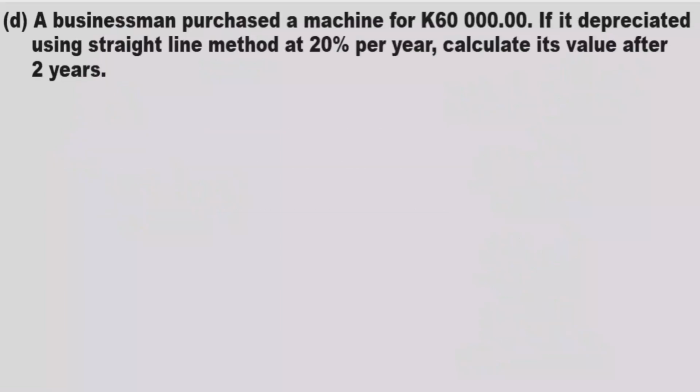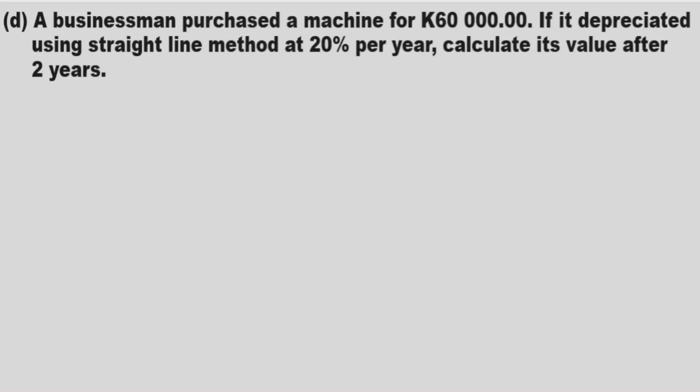Question 6D was as follows. A businessman purchased a machine for 60,000 kwacha. If it depreciated using the straight line method at 20% per year, calculate its value after 2 years. Okay, so we need to calculate its value after 2 years.